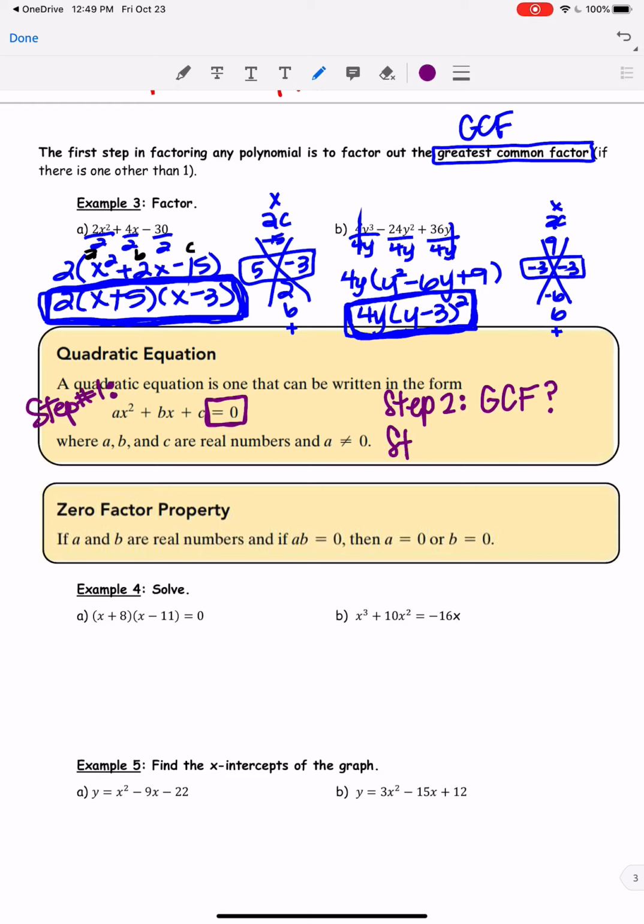Step 3 is to factor. Okay, and we're factoring by using that x. And then here is your step 4, using your zero factor property.